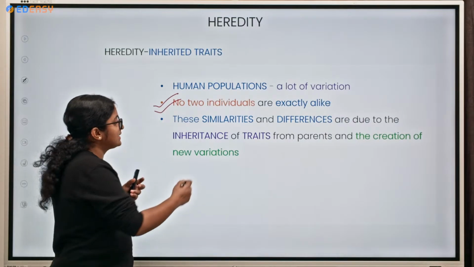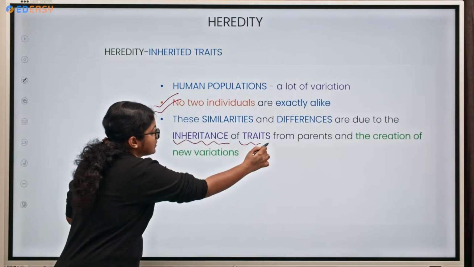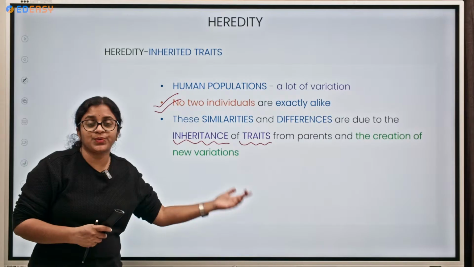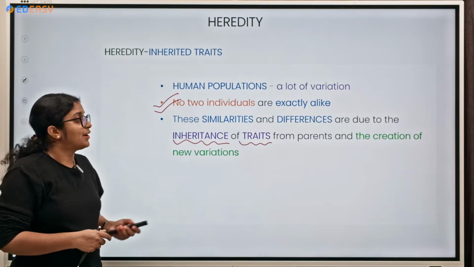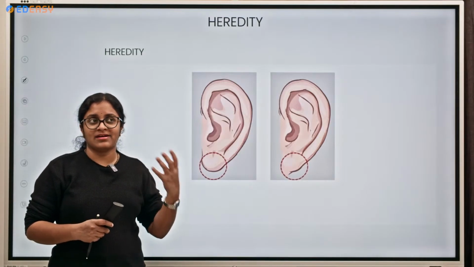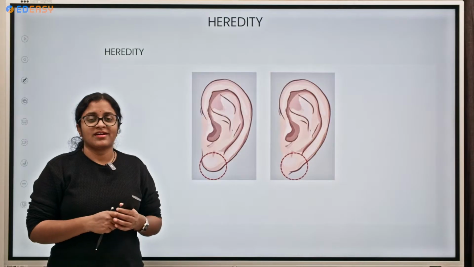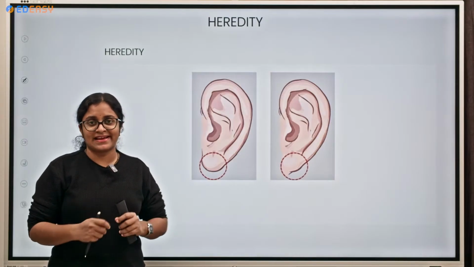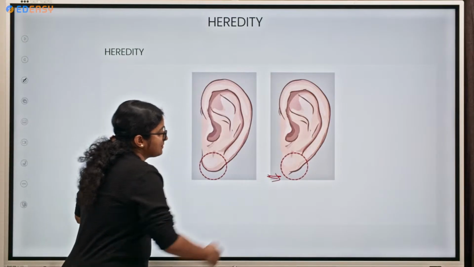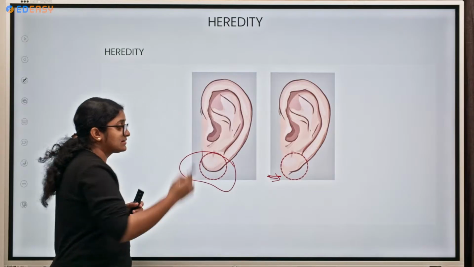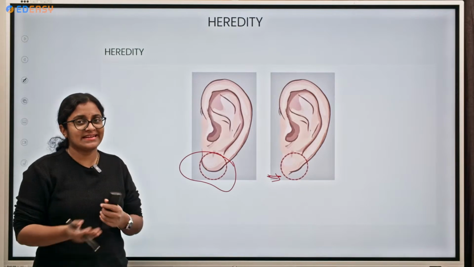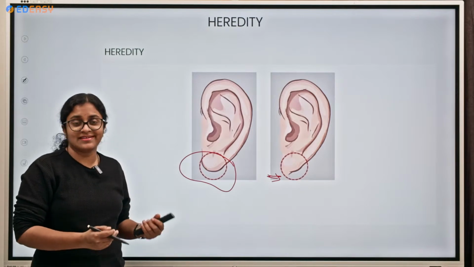So why these similarities and differences? It is because of the inheritance of traits and the creation of new variations as well. The same thing we could find with respect to the attached and the free earlobe. Try to observe the people around you. Some might have an attached earlobe, some might have a free earlobe like this. That is also a trait which will be inherited. In some members it gets expressed, in some members it doesn't.